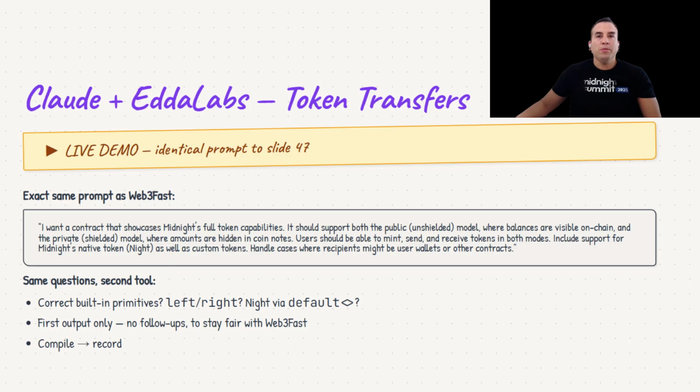Let's continue with the second example, token transfer, using Claude Code and the Labs plugin. In this slide, you can see a brief summary of what we're going to do. Okay, let's switch to the terminal.